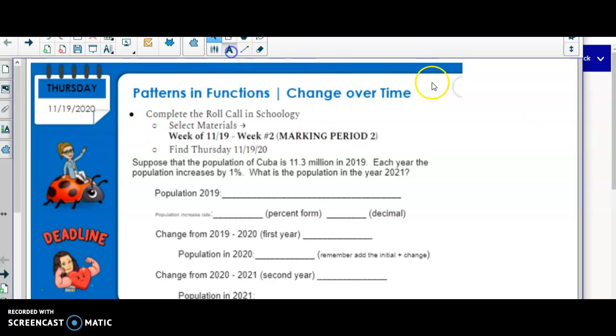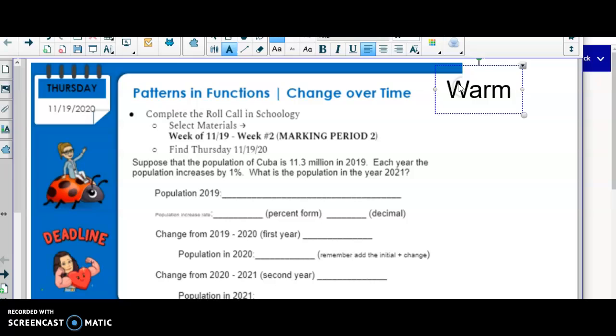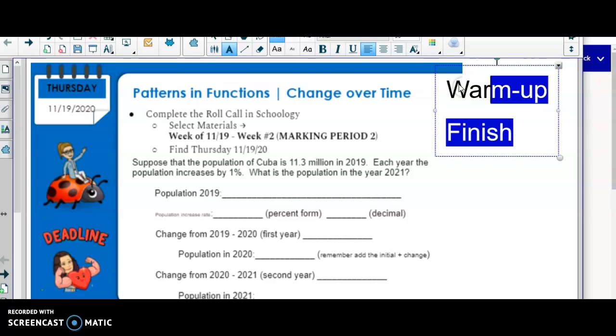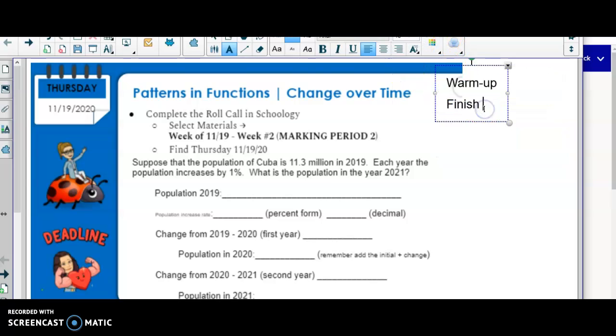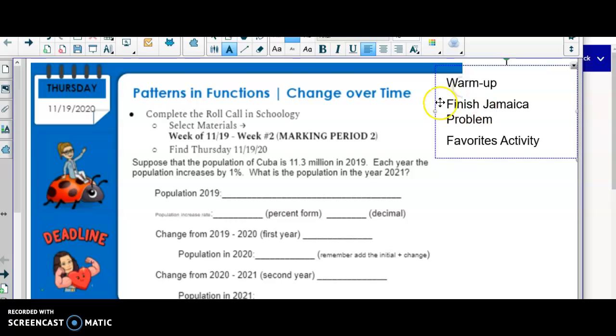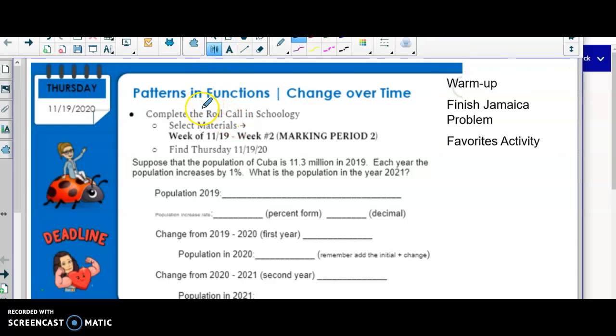All right, and the agenda for today is to work on the warm-up, then we're going to finish the Jamaica problem from yesterday, and then you are going to do a favorites activity on whiteboard.chat. So all of this should be opened up using whiteboard.chat, or completed after you do your roll call do now for the day.